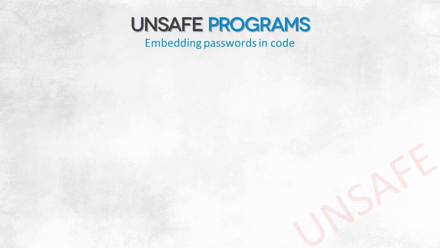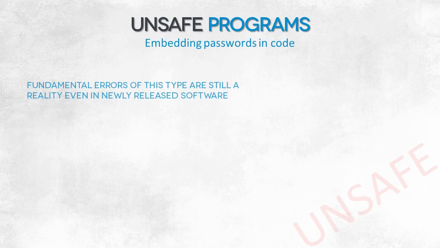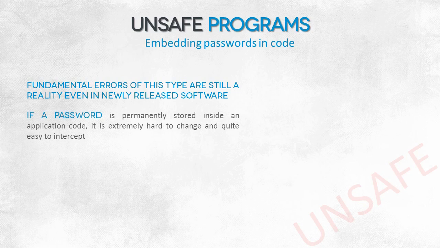Let's now mention some aspects that you should be able to pay attention to at all times. The first typical problem is embedding a password inside application code. Even if it seems weird, situations like this still take place. An application producer can still save a password in the code for good. This means that changing the password is tricky.